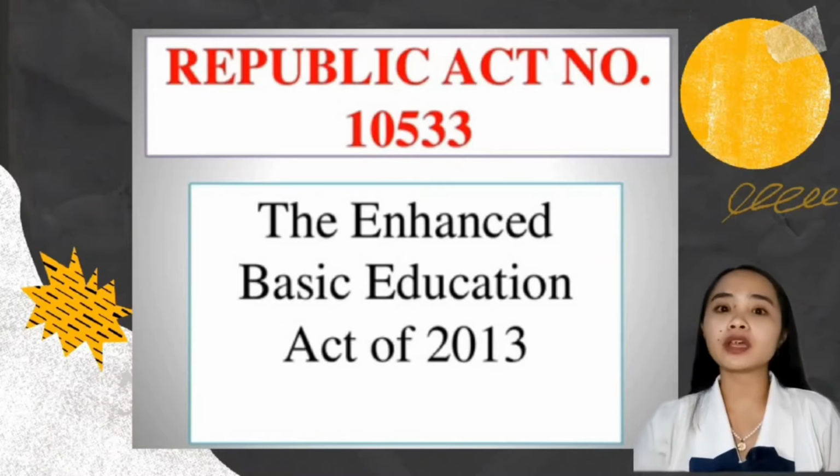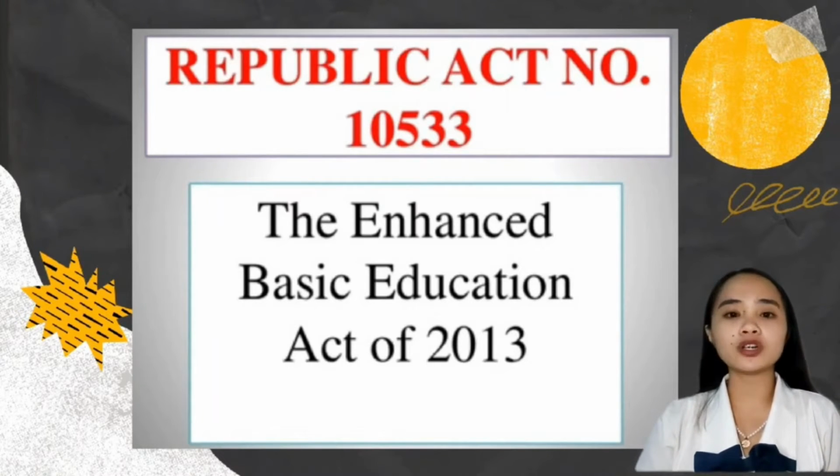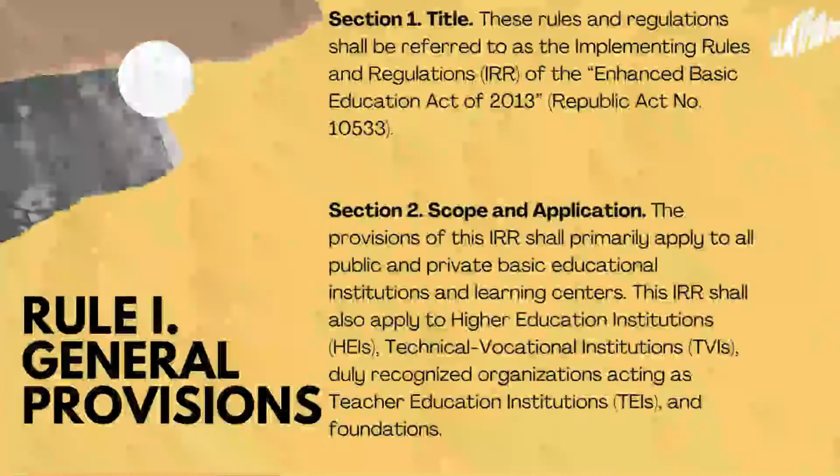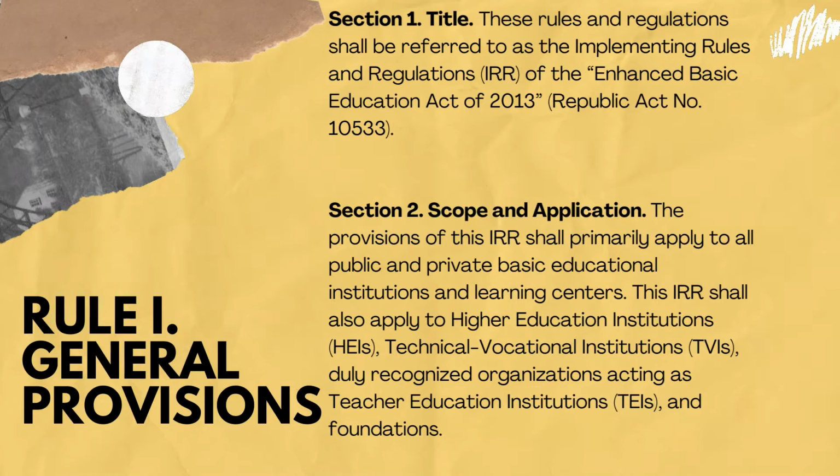The Department of Education or DepEd, the Commission on Higher Education or CHED, and the Technical Education and Skills Development Authority or TESDA hereby issue the following rules and regulations to implement the provisions of the Act. And now let's talk about Rule number 1, the general provisions. Section 1. These rules and regulations shall be referred to as the Implementing Rules and Regulations or IRR of the Enhanced Basic Education Act of 2013 or Republic Act number 10533.